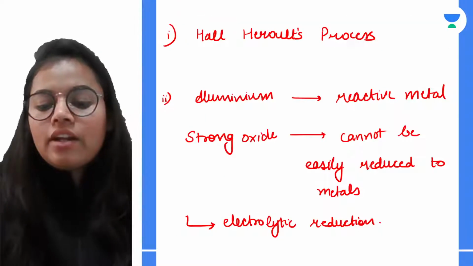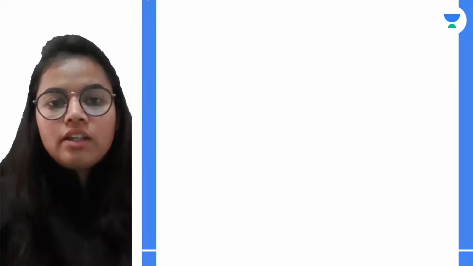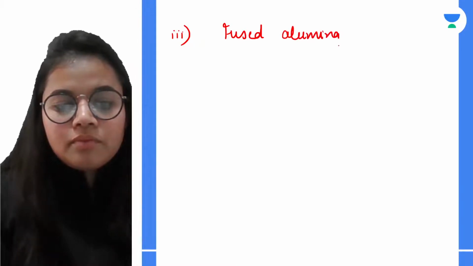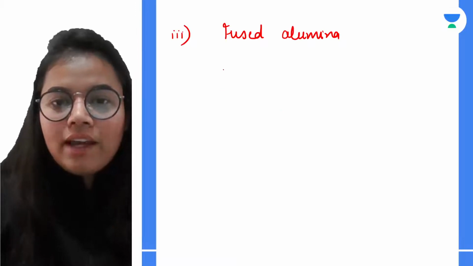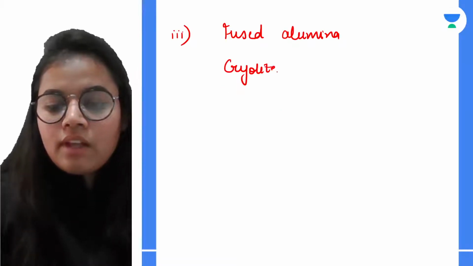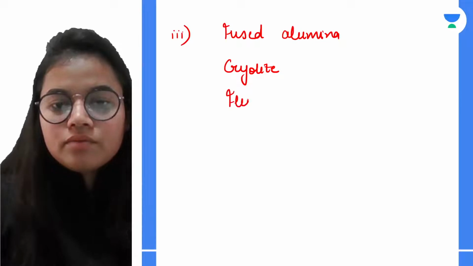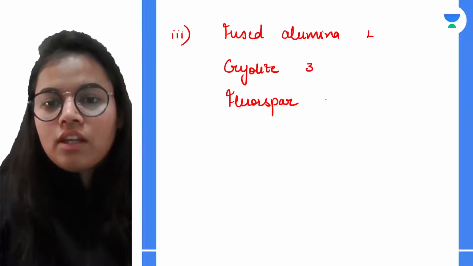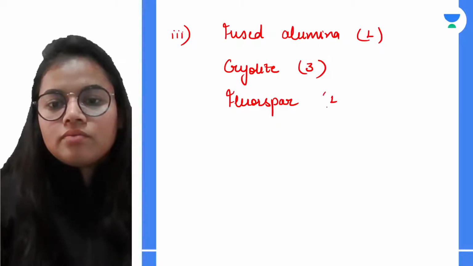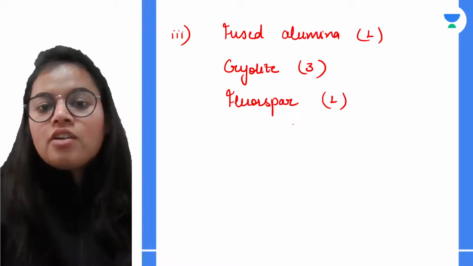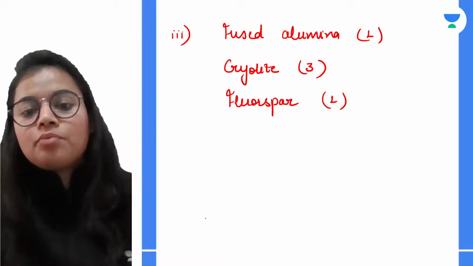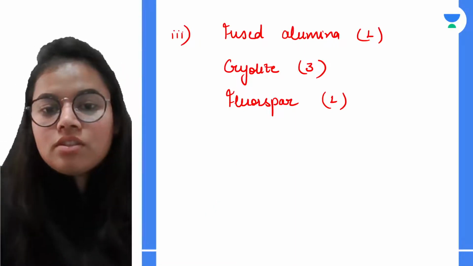Alright, next, what is the composition of the electrolyte? In the electrolyte we are taking 3 things. Let me note it over here. We take fused alumina, then we take cryolite, and we take fluorspar. Okay, and the ratio is 1:3:1. So what are the components? Fused alumina, cryolite and fluorspar. Please remember the compositions.